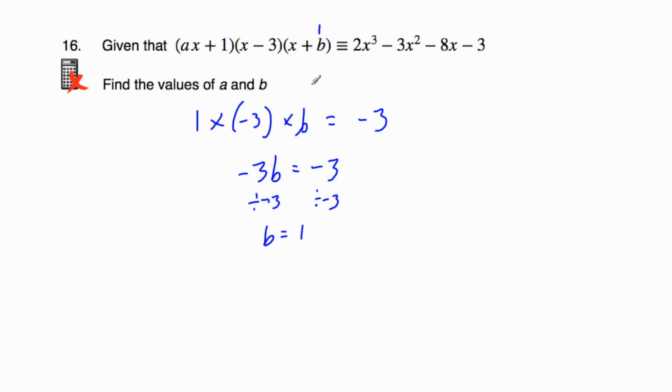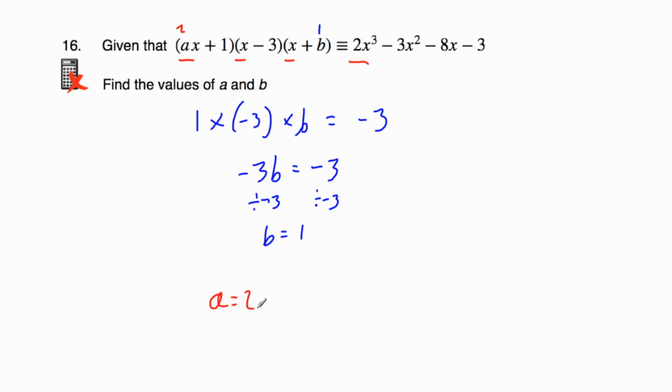Now we could multiply out these brackets and find out what the a is that way. Now there is a quicker way to do it, and that's just to consider the fact that when we multiply our x terms together, it will give us 2x cubed. So whenever we do x times this, it gives us 2x cubed. Now x times x is x squared. To get 2x cubed, this will have to be equal to 2x, because 2x times x is 2x squared, and times another x is 2x cubed. So that means that this a would have to be equal to 2.